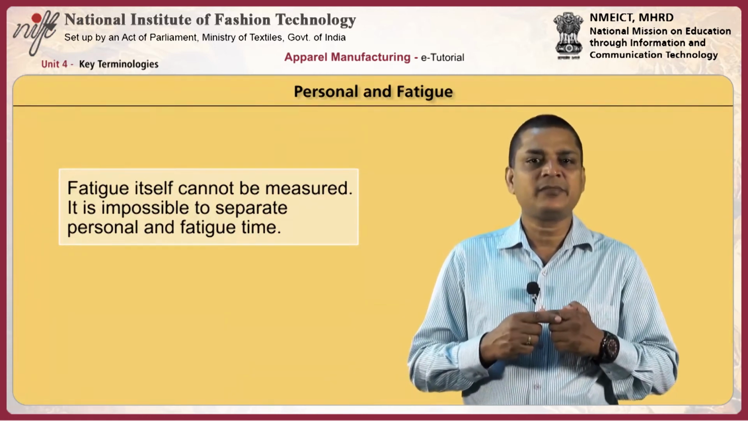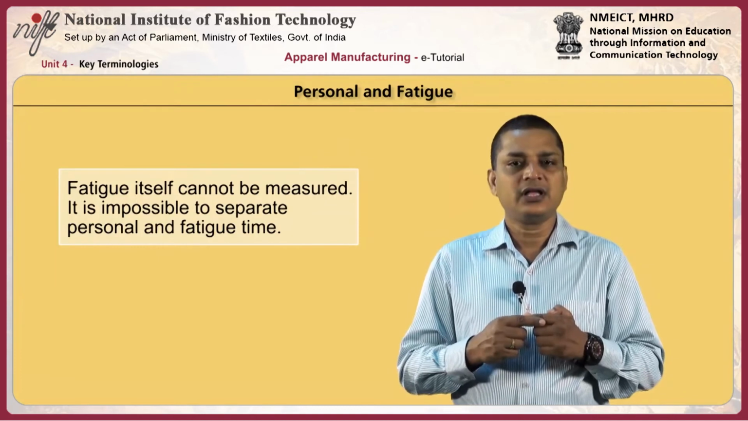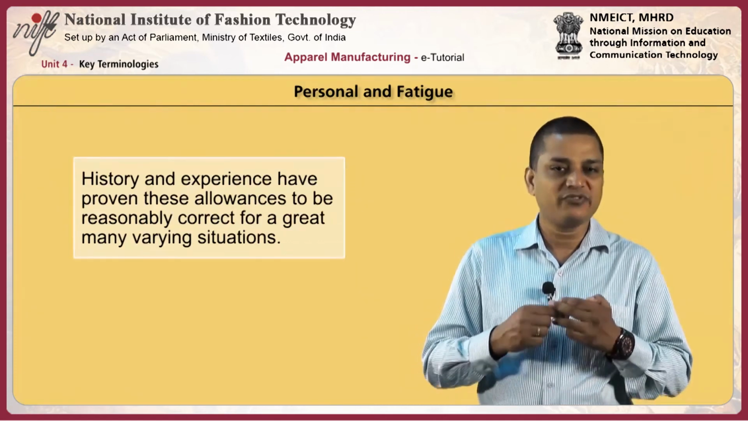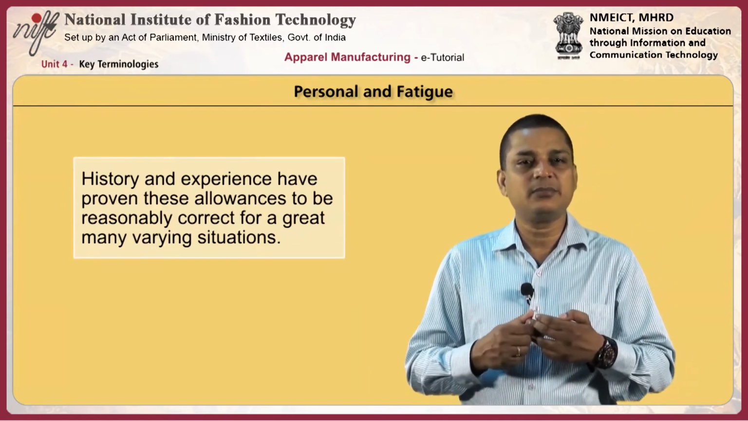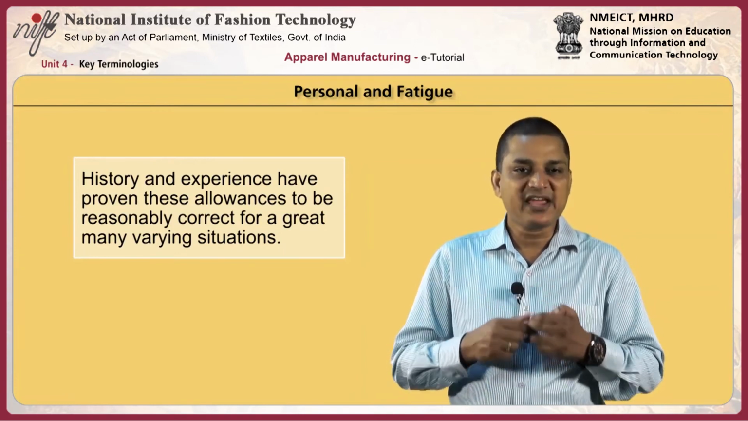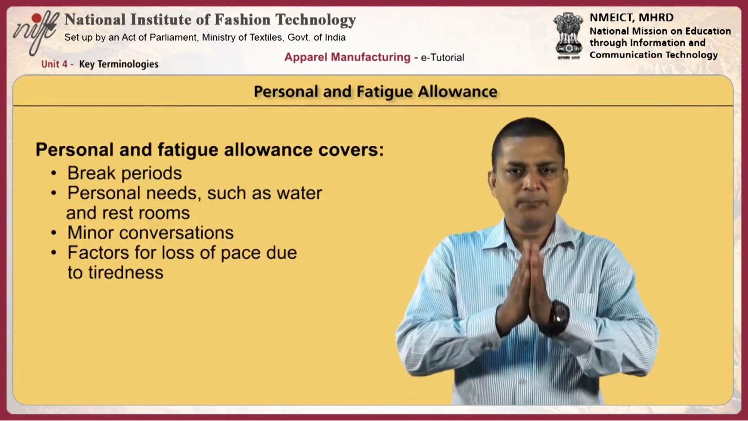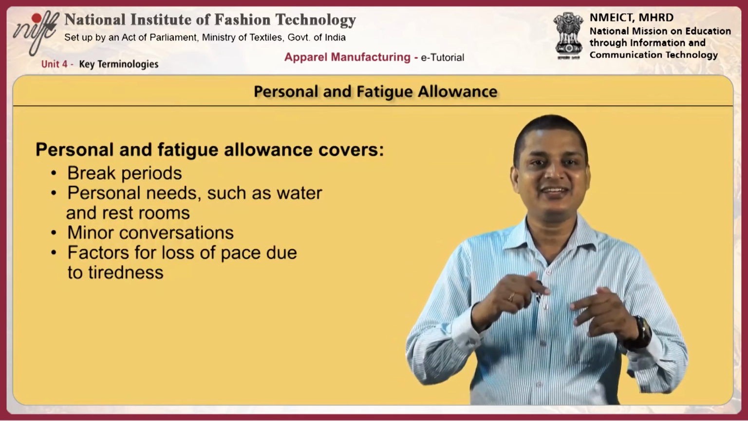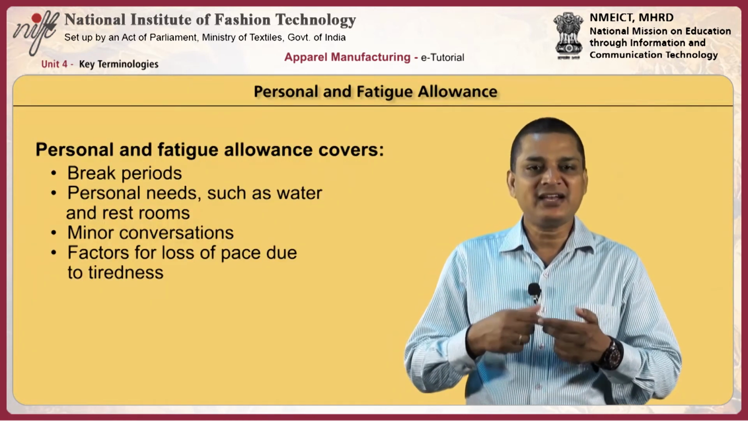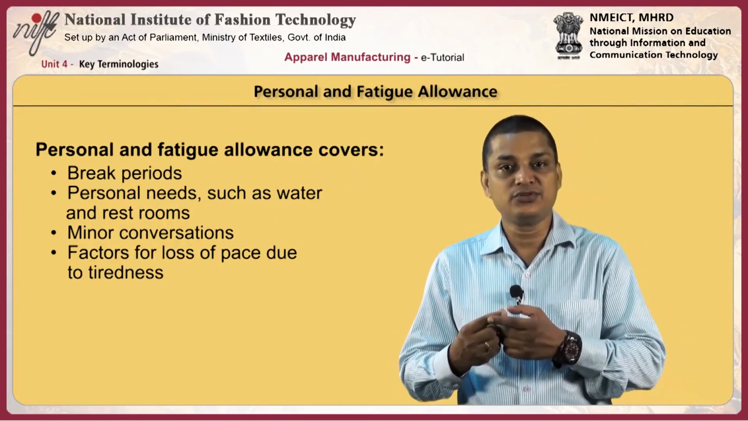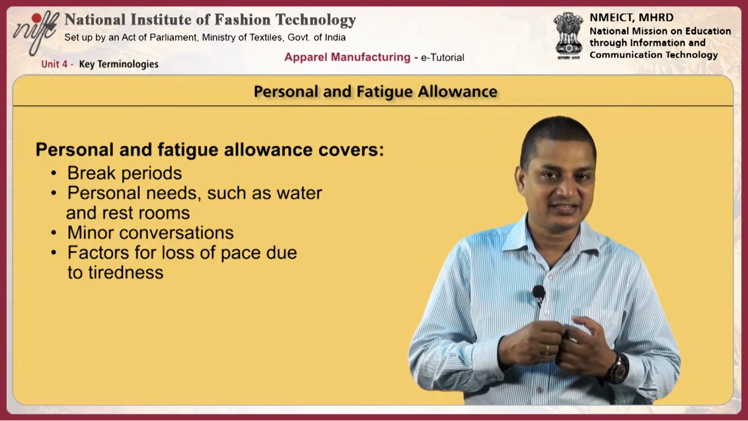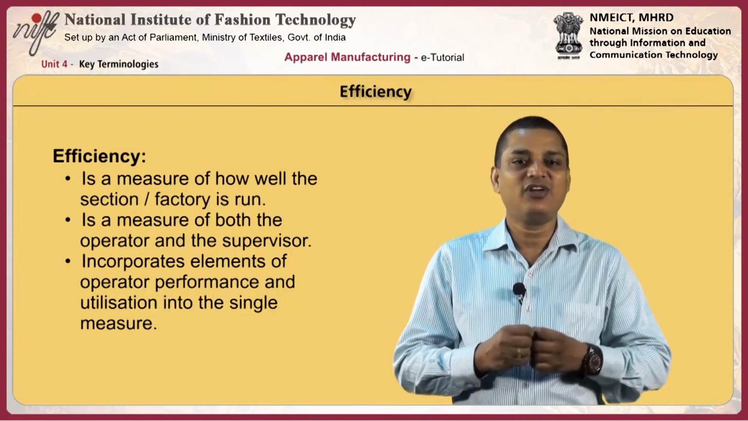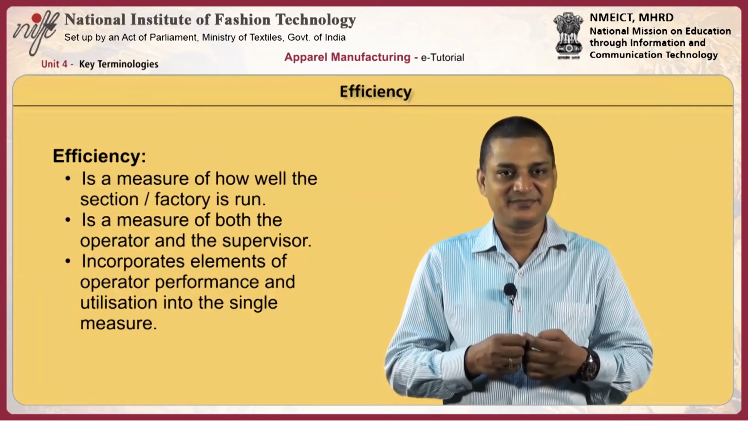These allowances come into being through guesswork and trial based on general use. History and experience have proven these allowances to be reasonable, correct for a great many varying situations. Personal and fatigue allowance covers break periods, personal needs such as water and restroom, minor conversations, and factors for losing pace due to getting tired. Efficiency is a measure of how well the section or factory is run.